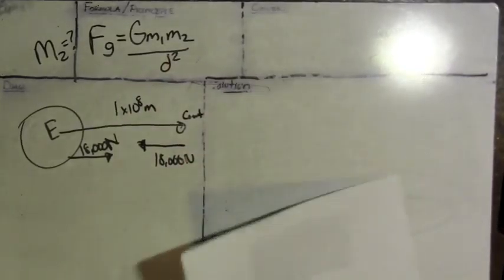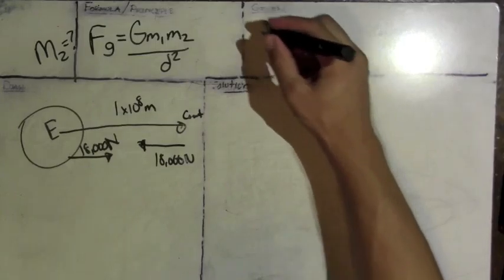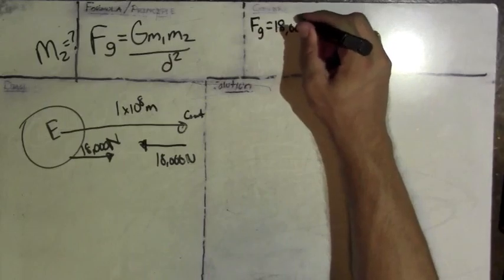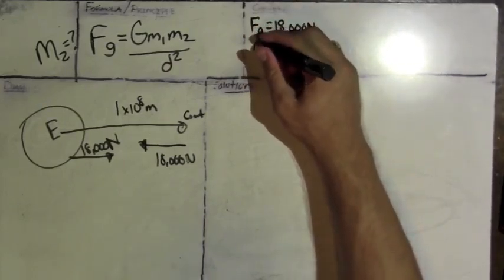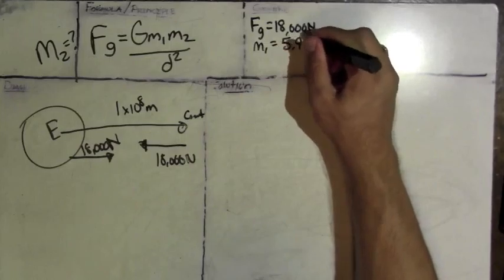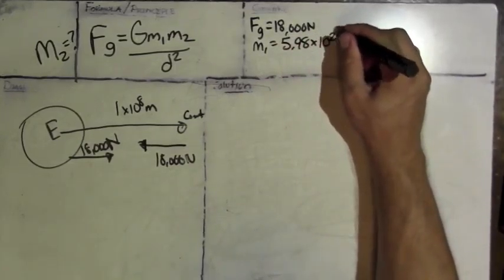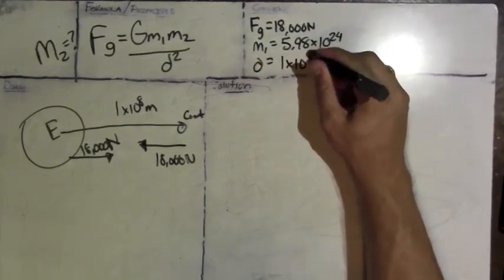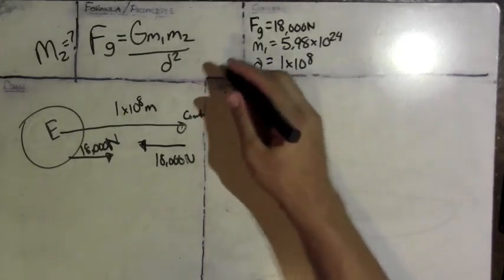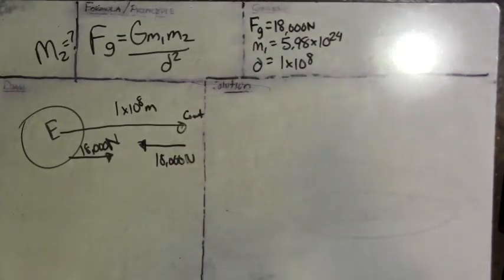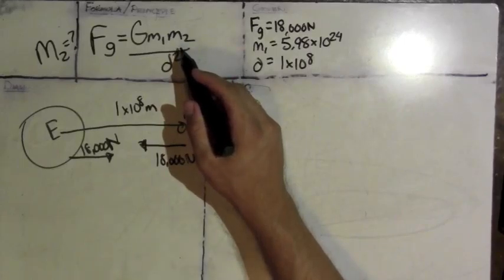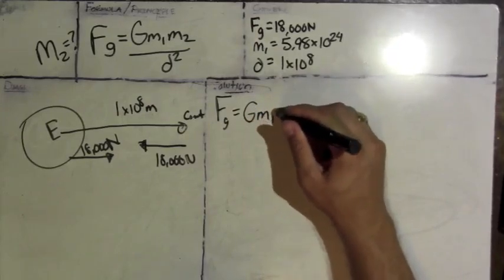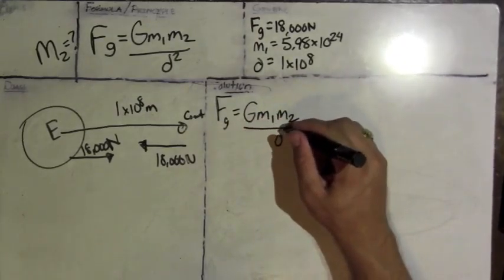So let's take a look at this. We can write our given information out. We can say Fg is 18,000. We can say that the mass of object 1 is the mass of Earth, which is 5.98 times 10 to the 24th. You can say that the distance between them is 1 times 10 to the 8th. Okay, and then you can say we are trying to solve for mass 2. So now I'm going to take this equation, I'm going to rearrange it. You have Fg equals G m1 m2 over d squared.